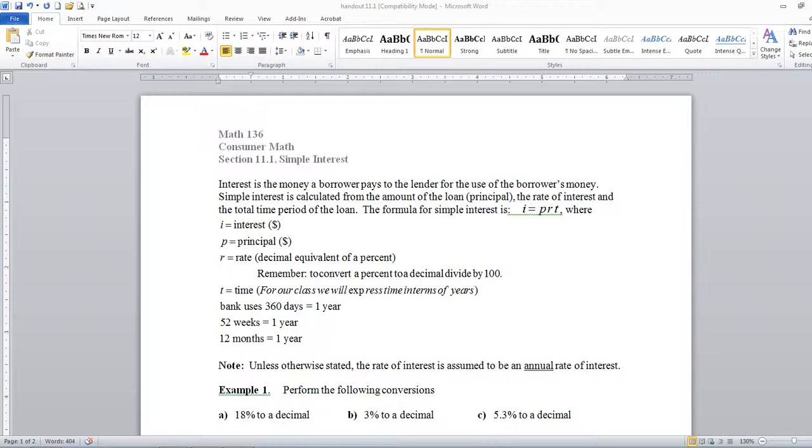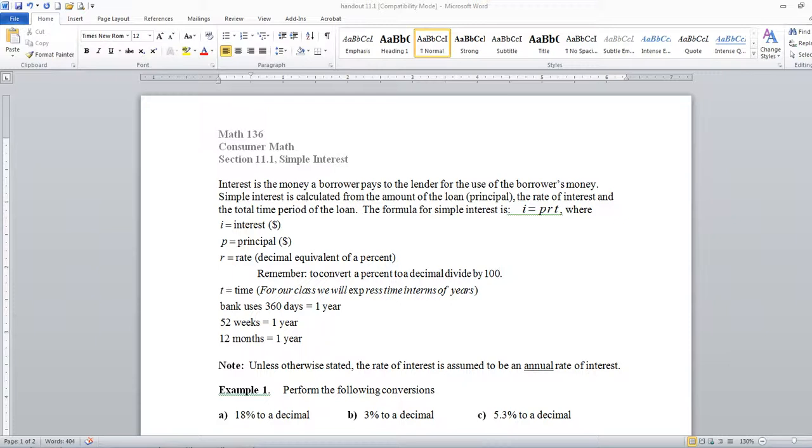To begin this, we must go over some simple definitions. The first of which is interest. Interest is money that you're either charged on money that you borrow, or money that's paid to you for money that you've invested. Principal is the initial amount of money that's either invested or borrowed. R is the interest rate.